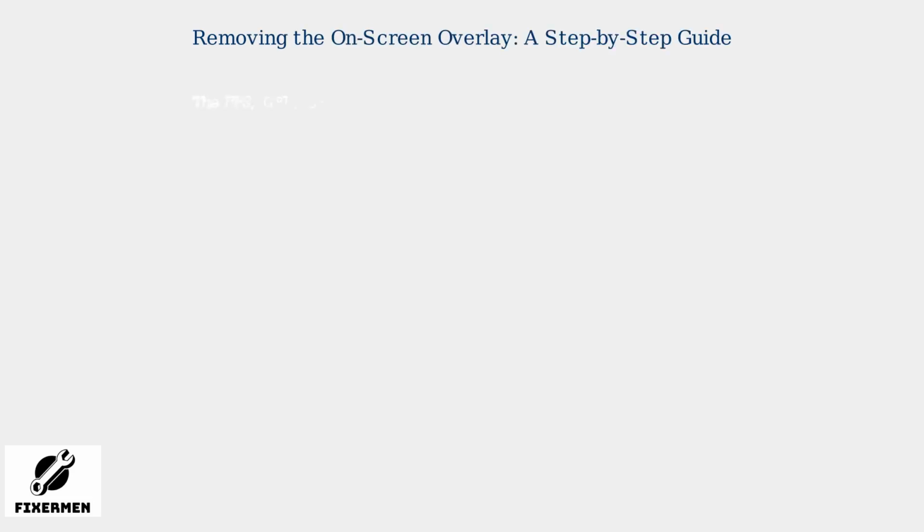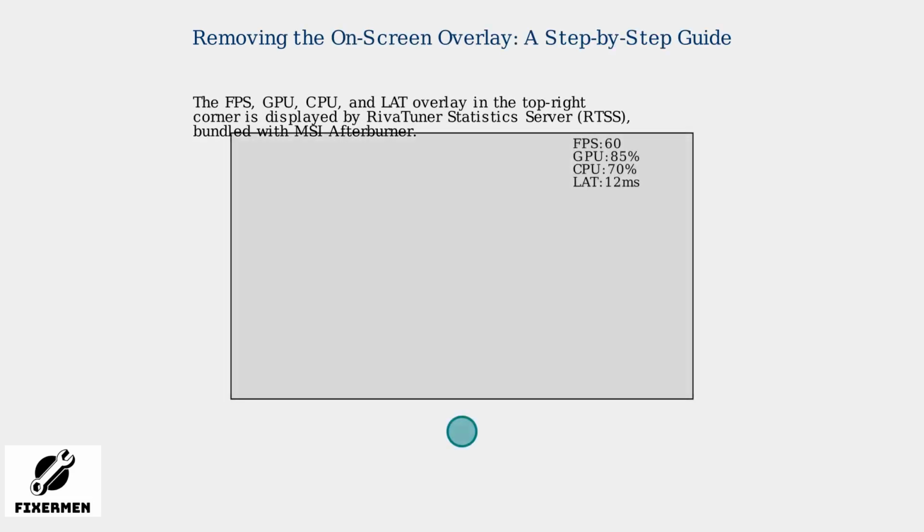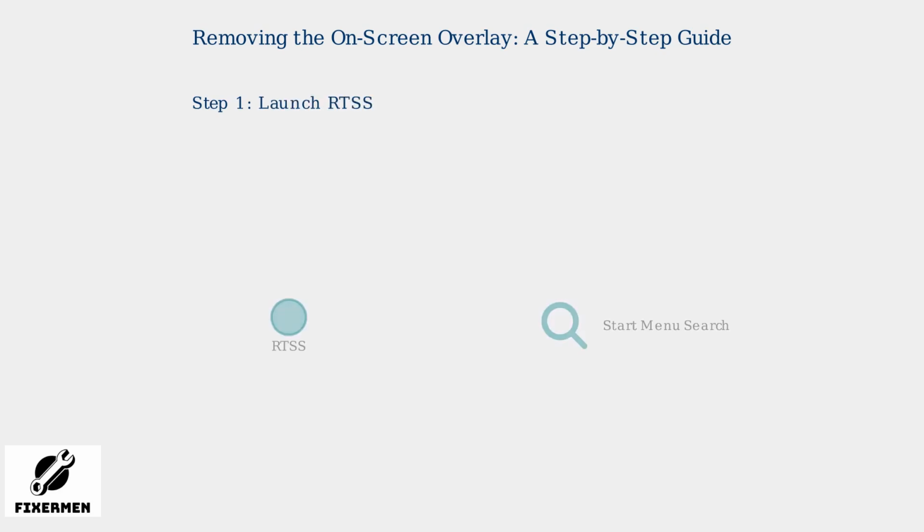The FPS, GPU, CPU, and LAT overlay you see in the top right corner of your screen during gameplay is likely being displayed by RivaTuner Statistics Server, RTSS, which is bundled with MSI Afterburner. First, launch RTSS. You can find it in your system tray or by searching for it in your start menu.